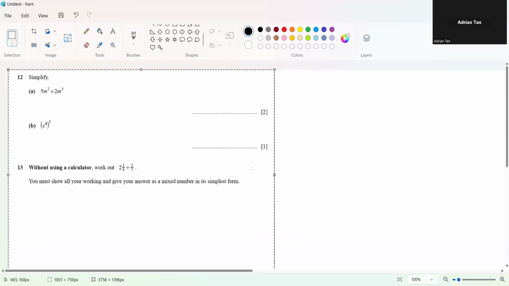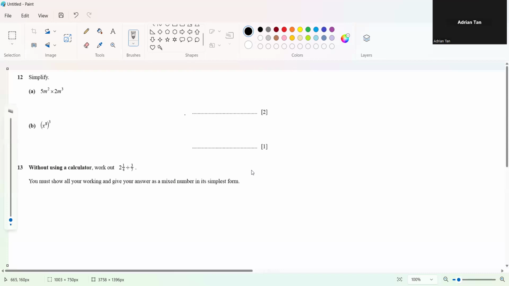So for number 12 and 13, 12: simplify 5m squared times 2m cubed. So we're going to multiply the numbers first. 5 times 2 will give us 10. m squared times m cubed is m to the power of 2 plus 3. So that is just 10m power 5. Right. And then for B, it is x power 8 to the power of 3. Power on power is multiply, so x power of 24. So that's that. So for number 13, we have a fraction, 2 1 over 4 divide 3 over 7.